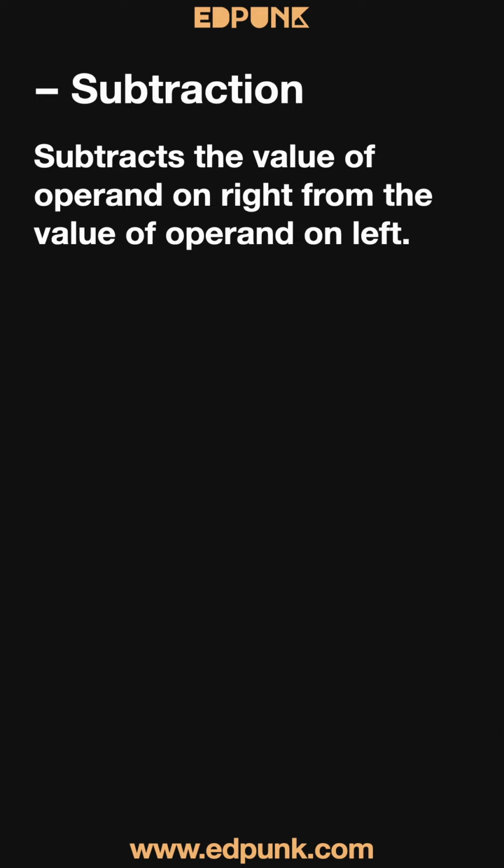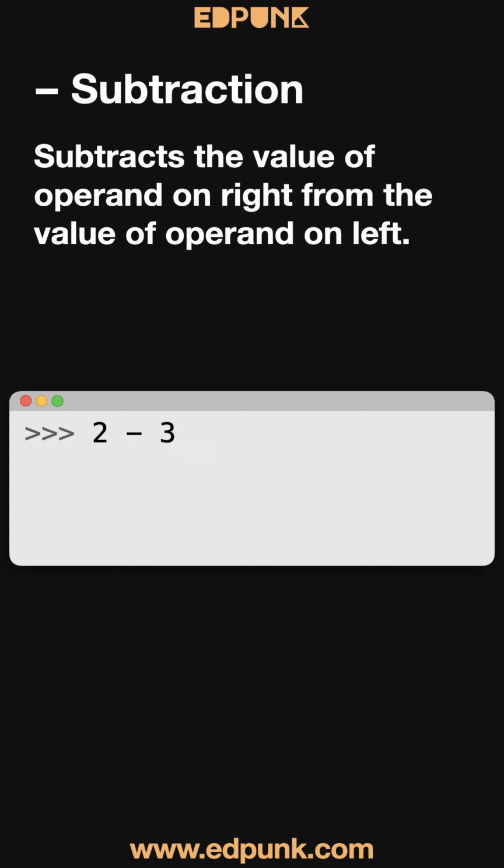Moving on to the next operator. The minus operator subtracts the value of right operand from the value of left operand. For example, 2 minus 3 returns minus 1. Similarly, 10 minus 3.0 returns 7.0.